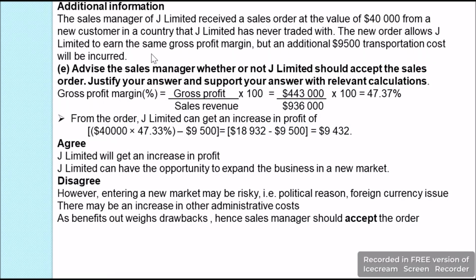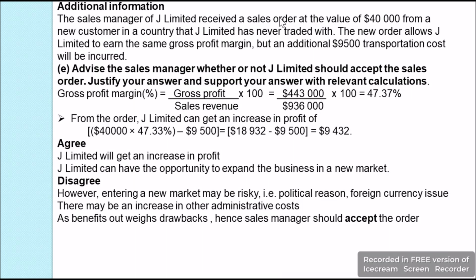First, we will calculate the gross profit margin. For gross profit margin, we have a formula that gross profit margin percentage equals gross profit divided by sales revenue times 100. The total gross profit which we got in the profit and loss statement was $443,000 divided by the sales revenue, which was given as $936,000 times 100. We will get the gross profit margin as 47.37%, rounded off.